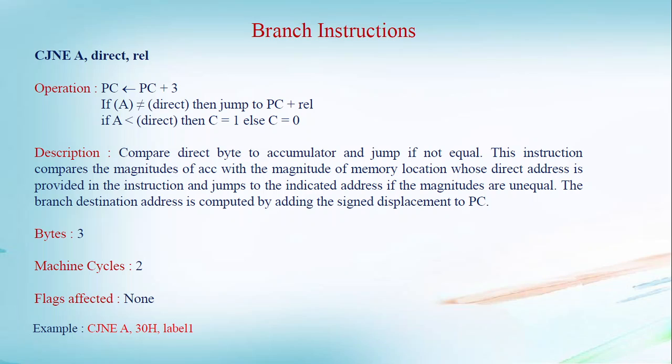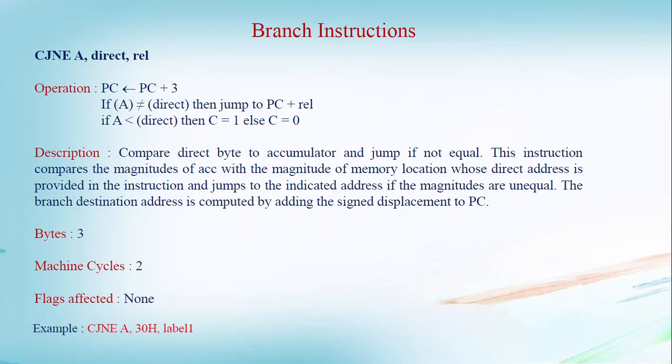Now let us see the CJNE instruction. C indicates compare, J means jump, N means not, E means equal. It means compare direct byte to the accumulator and jump if not equal. Syntax, CJNE A comma direct comma REL.